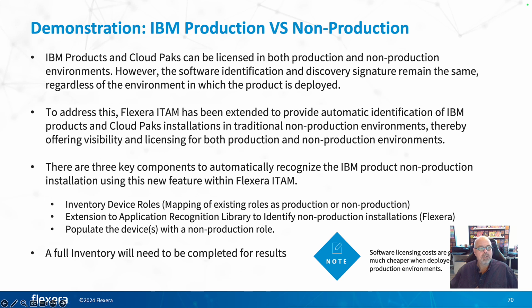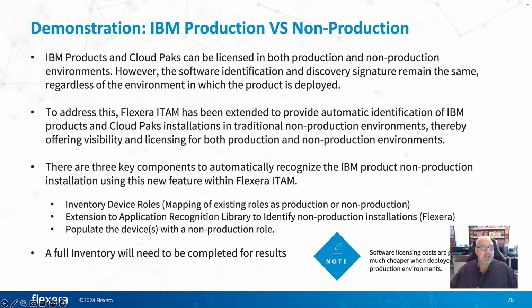In this demonstration, we'll be reviewing IBM production versus non-production licenses. IBM products and cloud packs can be licensed in both production and non-production environments. However, the software identification and discovery signature remains the same, regardless of the environment in which the product is deployed. I want to point out that software licensing costs are generally much cheaper when deployed in non-production environments.